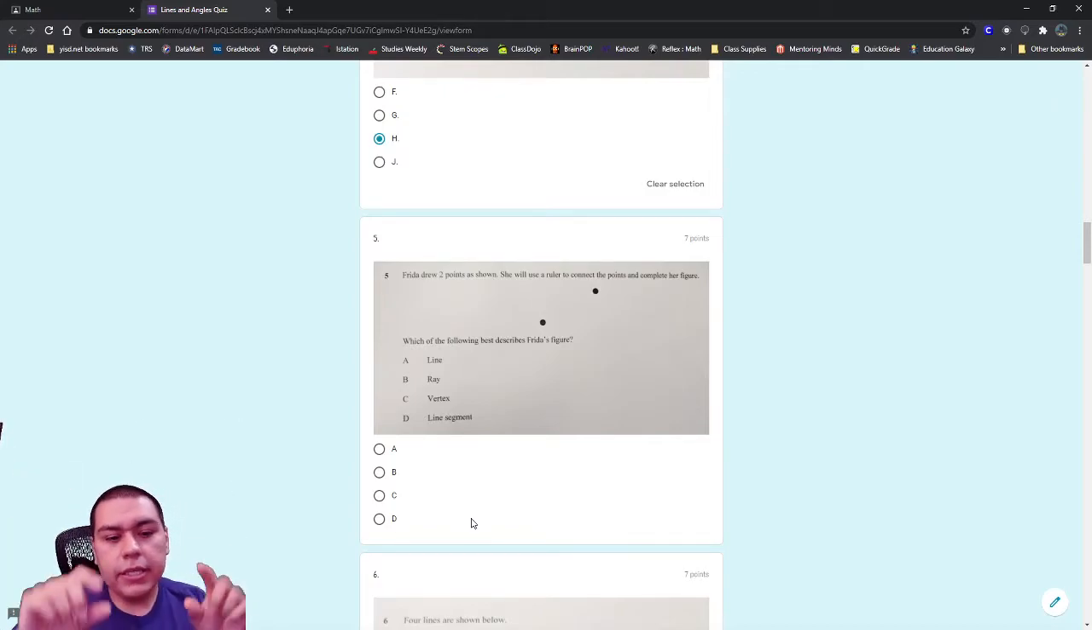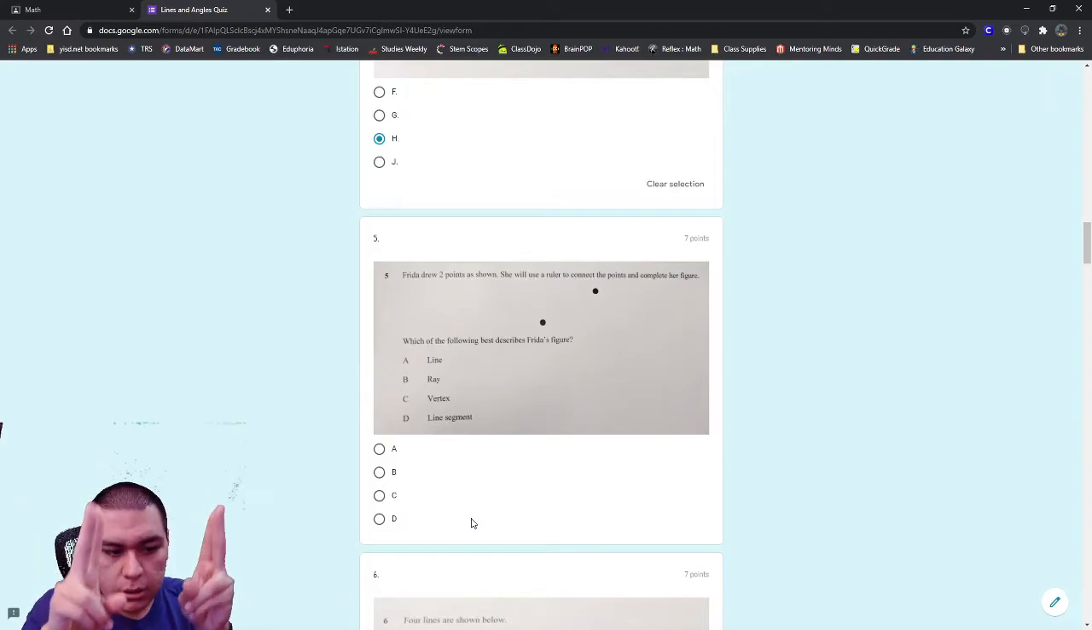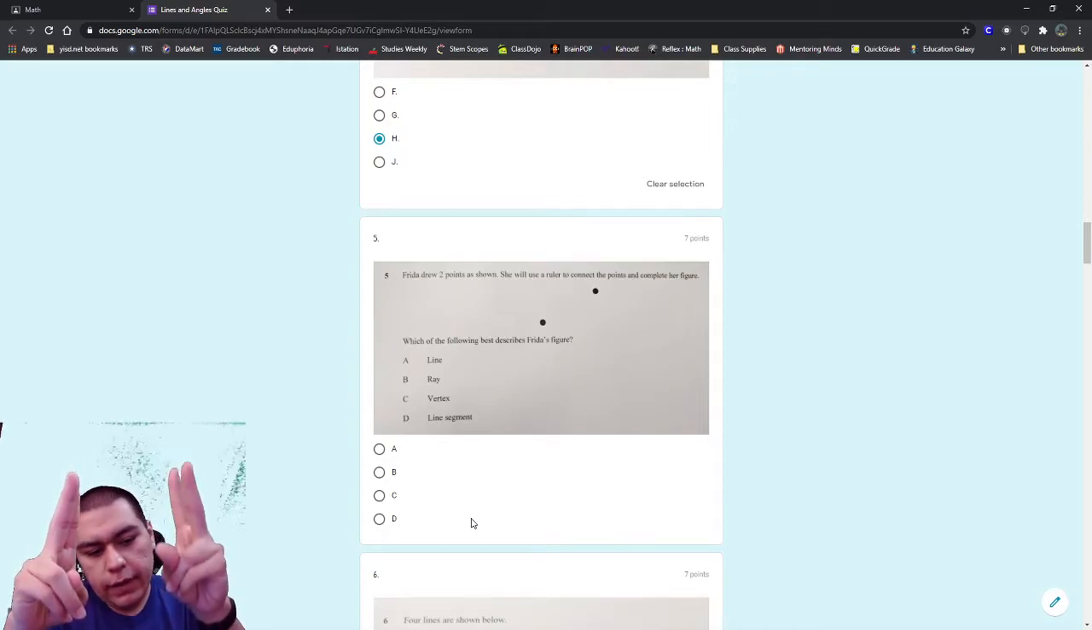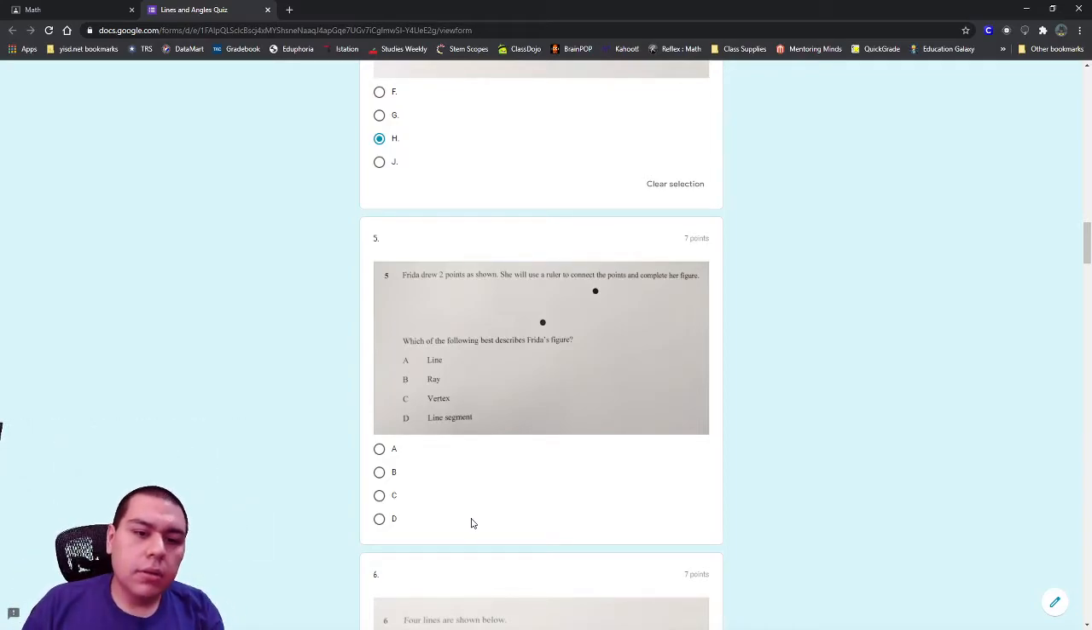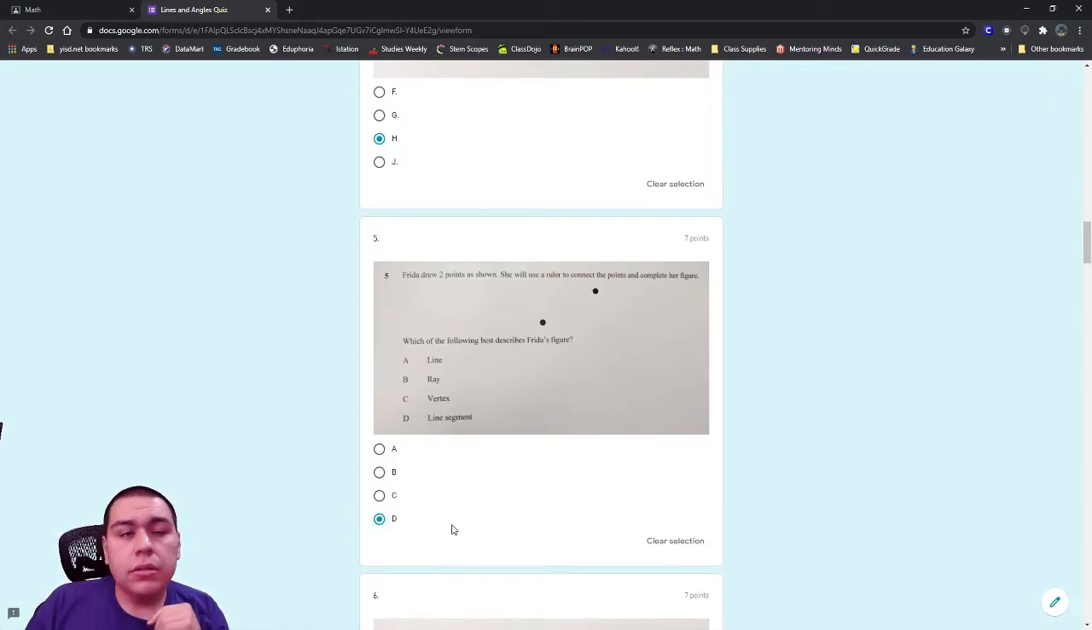A line segment is like if you took a line and you just cut out a piece of it. So it stops on one side and it stops on the other. So my answer should have been D, a line segment. Remember, that's a very big difference between line and line segment. Lines will have arrows on both sides. It goes on and on forever and ever, one way and the other way. A line segment has to stop both sides.